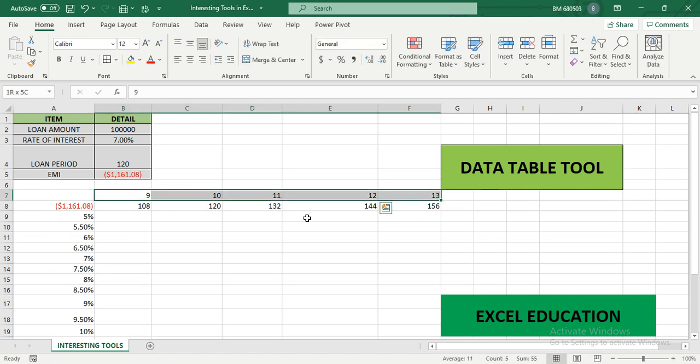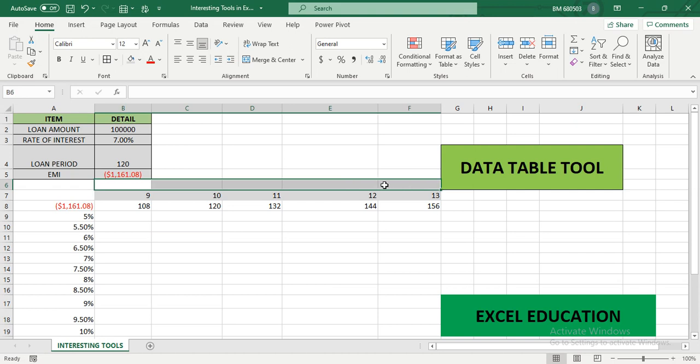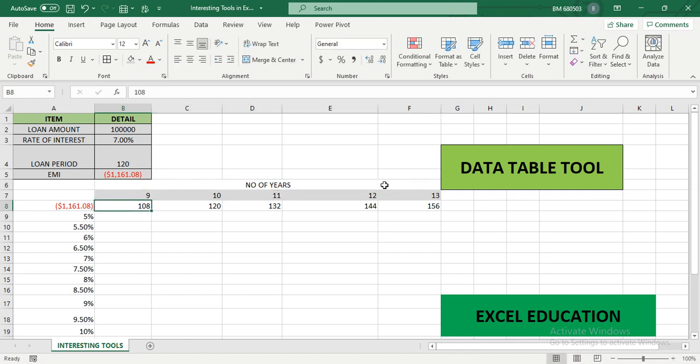So this particular cell, what I'm marking in light gray, is not important. This is just for you to understand the number of years. So Alt HMC and number of years. Okay, so this is just for your understanding.